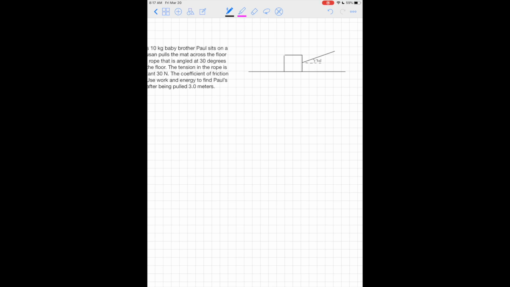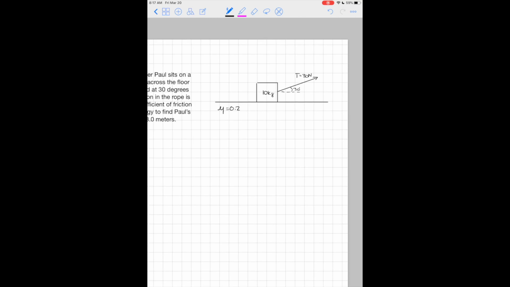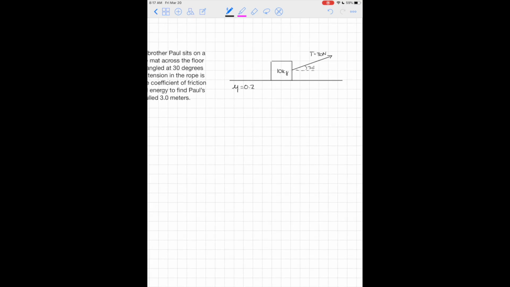30 degrees. And we're saying that we have a tension in here, tension equal to 30 newtons. Just like that problem from before, we know that we have a 10-kilogram child rather than a 5-kilogram mass. Mu is still 0.2, and since we're moving, we're assuming that this is our kinetic coefficient of friction. And the thing is, we want to use energy here, work and energy. We don't want to use Newton's laws to really figure this out too much.